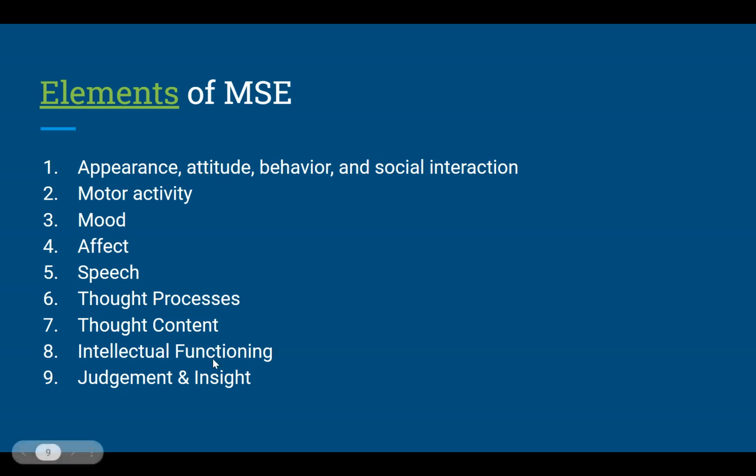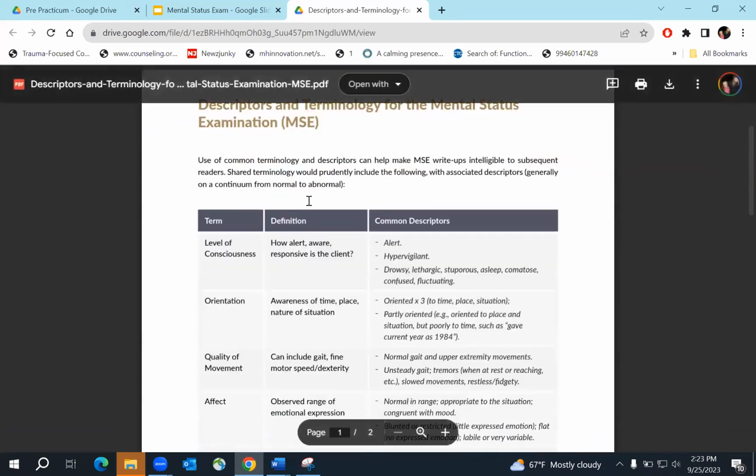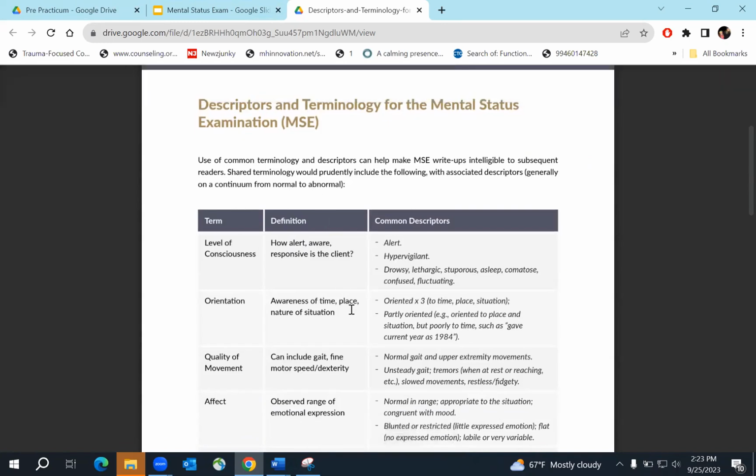Intellectual functioning, right? Is the client cognitively functioning to where they are typically cognitively functioning? And then judgment and insight. Do they understand what's going on? Do they have good insight into what you are saying? So I'm going to click on this, and this will be linked right into your Blackboard as well. So when you're talking about all of these things, there's certain descriptors that you want to use from the mental status exam. So this comes from positive psychology, and these are the common terminology and descriptors that help the write-ups be intelligible to subsequent readers.